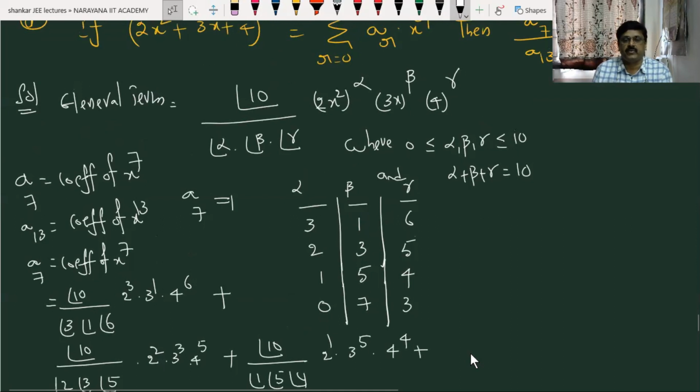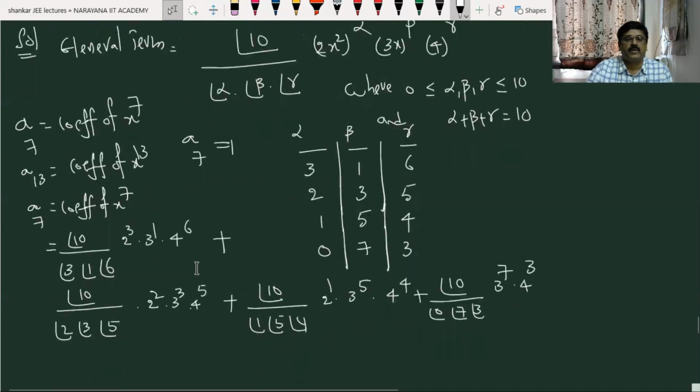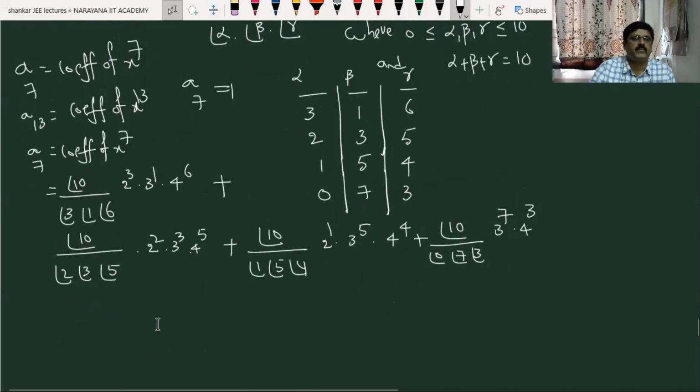Still there, wait, fourth row. 10 factorial by 0 factorial, 7 factorial, 3 factorial. 0 factorial. So alpha 0 means first term ignore, leave it. Beta 7 means it is 3 power 7 students. And gamma 3 means 4 cube. So this is A7.